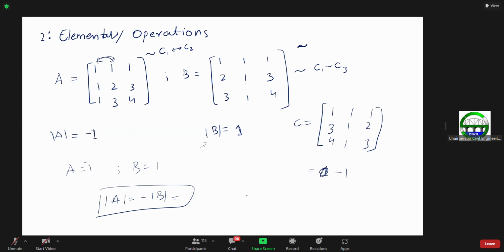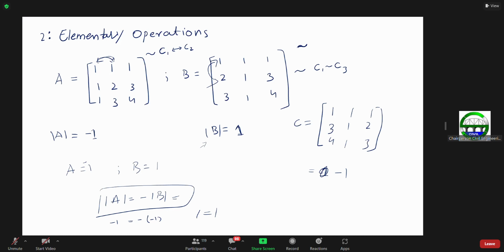Okay. So determinant of B is equal to 1, and it was minus 1 for A. So this is the elementary operation in this one. So always remember, when you change any rows or any columns only one time, we can interchange the rows or any column. When we interchange the rows, it is called row operation. When we change the columns, this is called column operation.